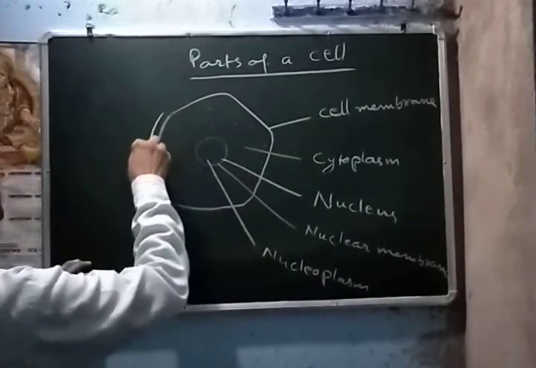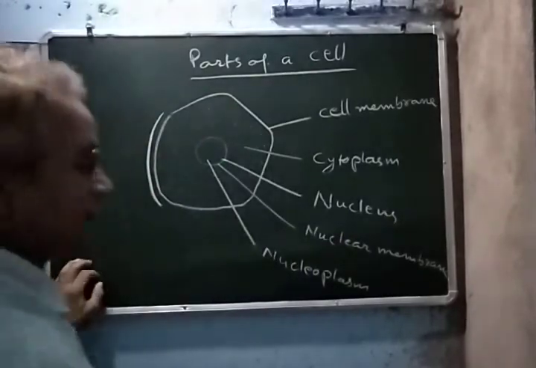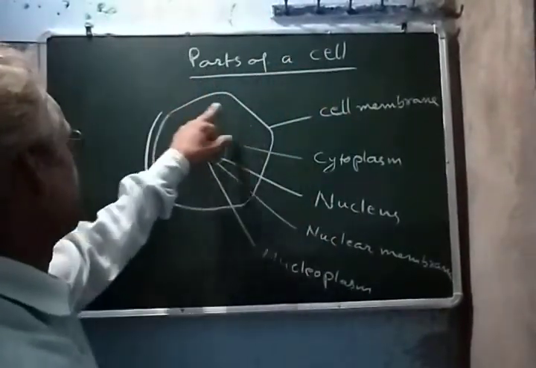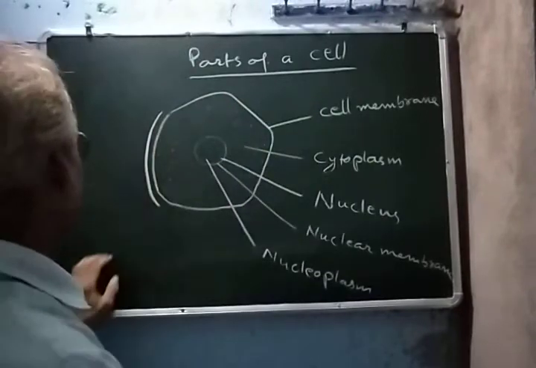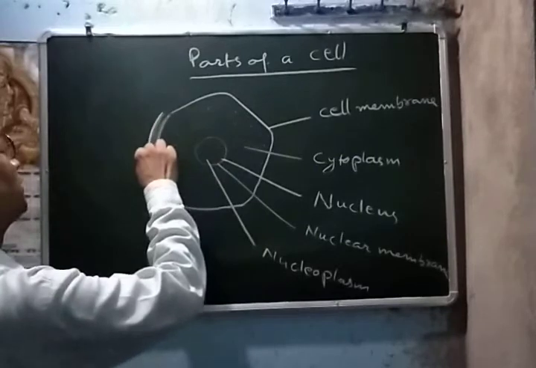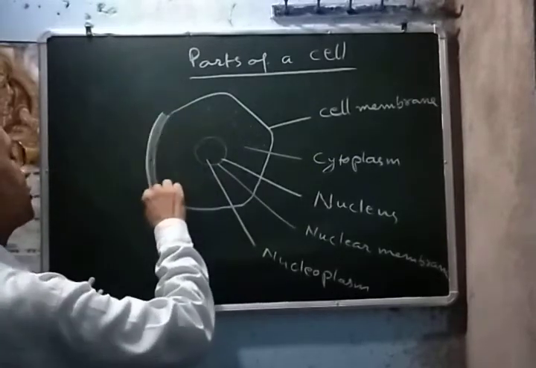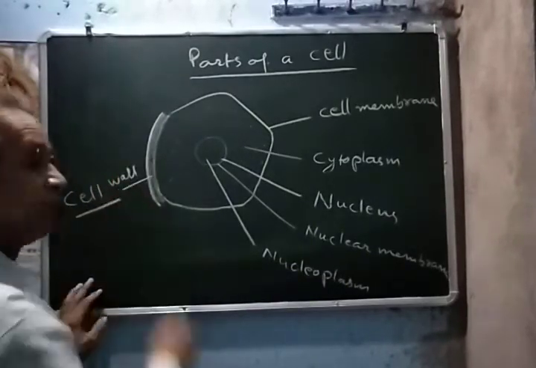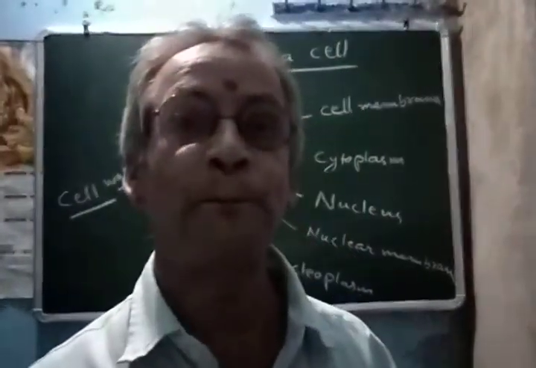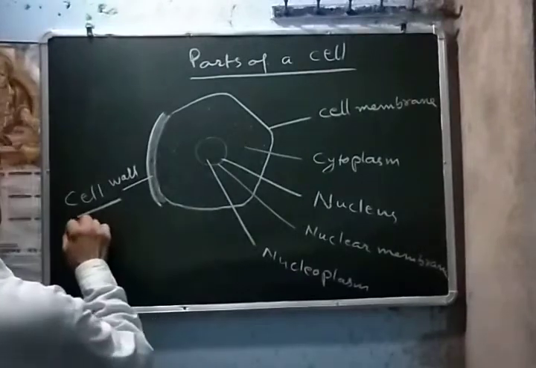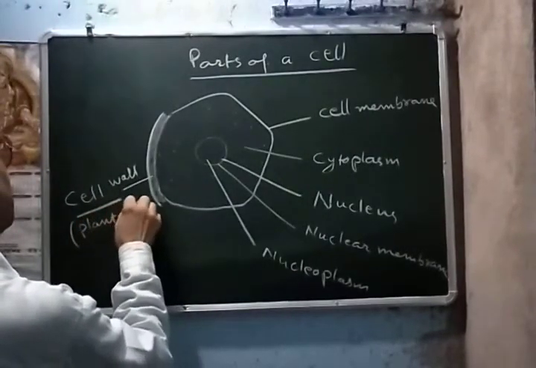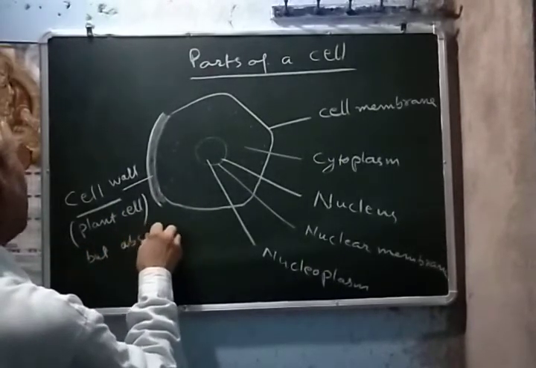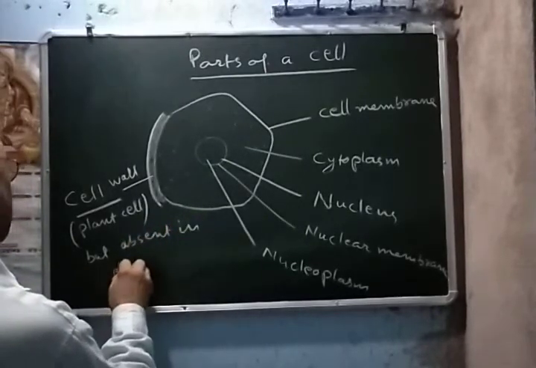This is the cell membrane, and outside of this cell membrane there is an additional thick layer called cell wall. But cell wall is only present in plant cell, and absent in animal cell.